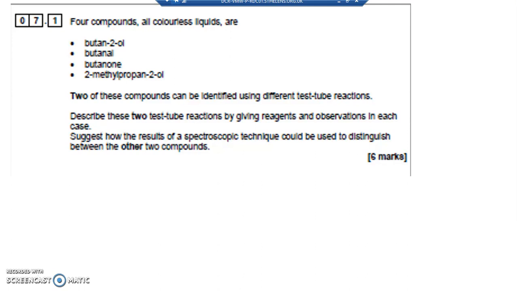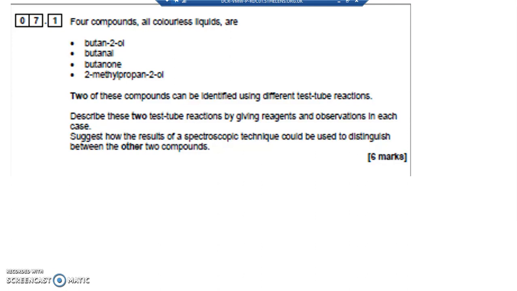Acidified potassium dichromate will go orange to green, and you need the orange to green, not just changes from orange or goes green, orange to green. So acidified potassium dichromate will go orange to green. Incidentally, it'll form a ketone. If it had been a primary alcohol like butan-1-ol, it would have made an aldehyde, and then if you reflux it, carry on heating it, it would turn into a carboxylic acid.